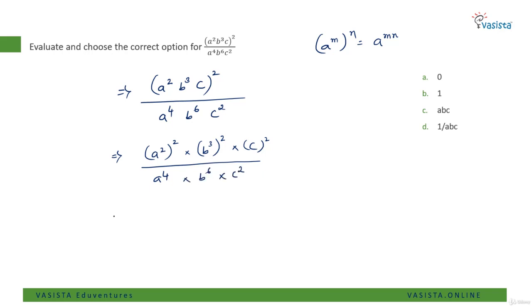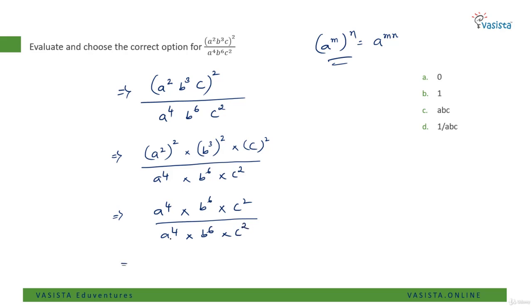Now let us go to the numerator, that is a² into 2, according to this rule. So this will become a⁴ into 3 2s are 6, b⁶ into c², that divided by a⁴ into b⁶ into c².